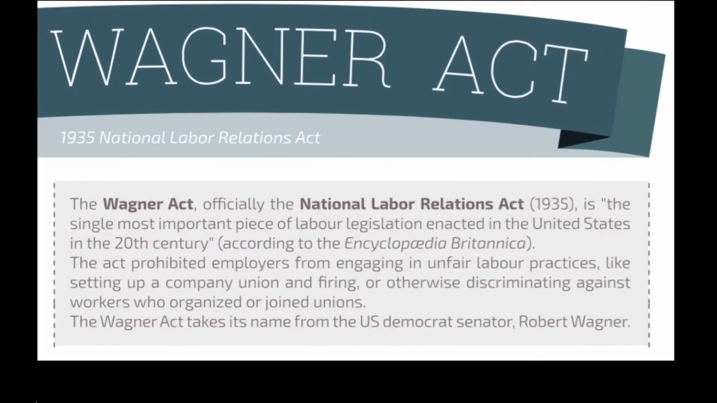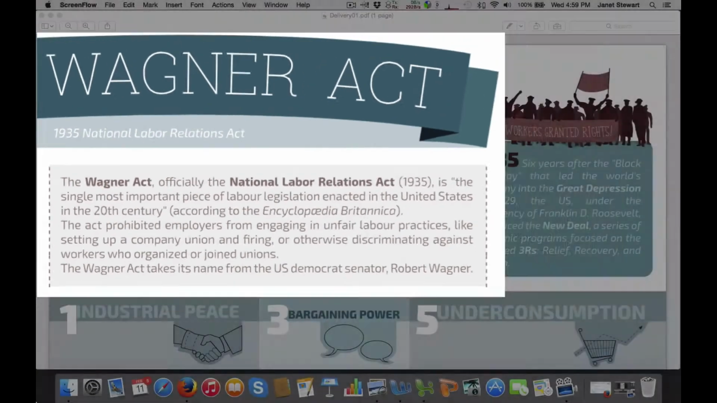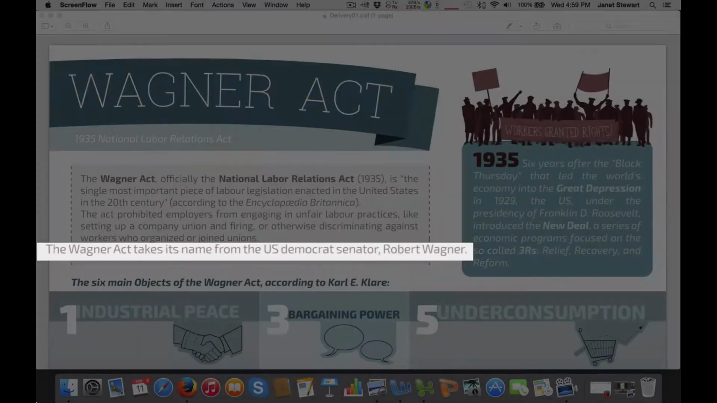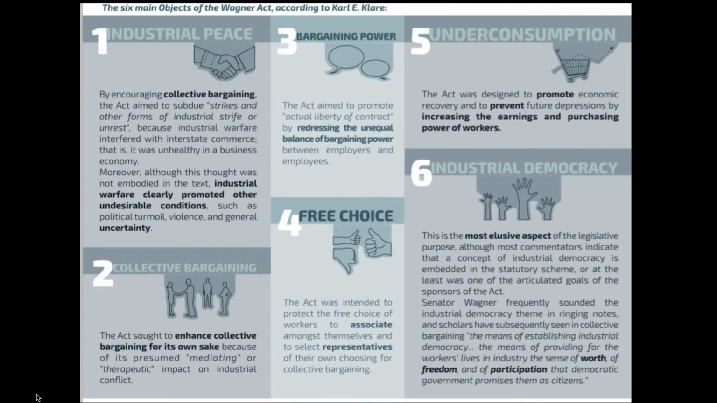The Wagner Act, which is officially the National Labor Relations Act of 1935, is the single most important piece of labor legislation enacted in the United States in the 20th century. The act prohibited employers from engaging in unfair labor practices, like setting up a company union and firing or otherwise discriminating against workers who organized or joined unions. The Wagner Act takes its name from the U.S. Democrat Senator Robert Wagner.